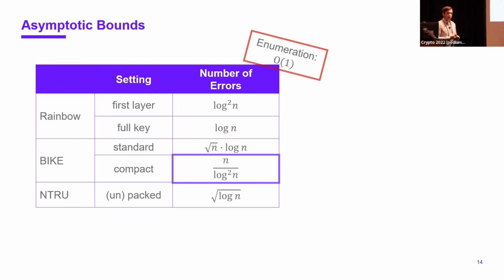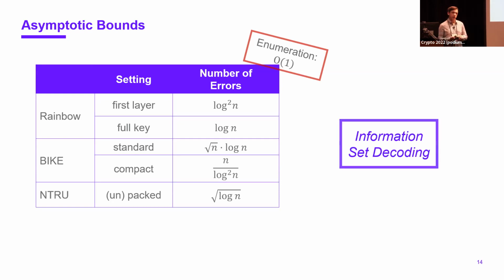And also technique-wise, we use information set decoding in all cases to achieve our results. The only outlier here is the full key recovery in the Rainbow case, where we solve a quadratic system to recover the inner UV key.